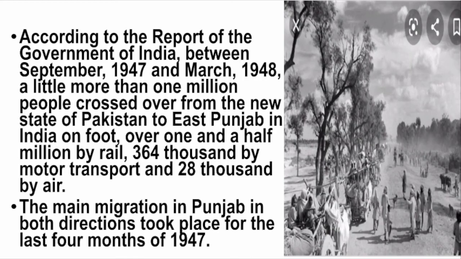Let's discuss first the problem of refugees from West Punjab who had come to the east part of Punjab and settled down here. According to the report of the Government of India, between September 1947 and March 1948, a little more than 1 million people crossed over from the new state of Pakistan to East Punjab in India on foot, over 1.5 million by rail, 364,000 by motor transport and 28,000 by air. The main migration in Punjab in both directions took place in the last 4 months of 1947.